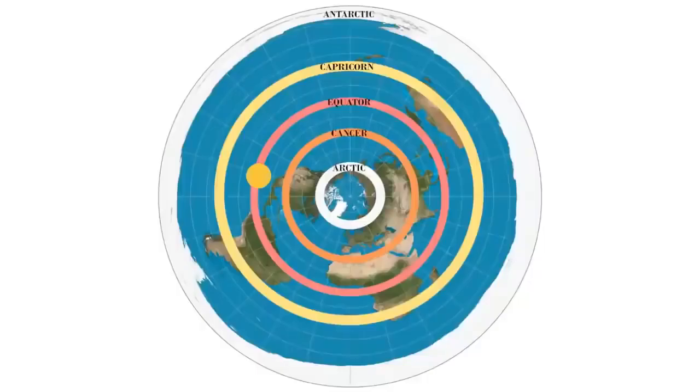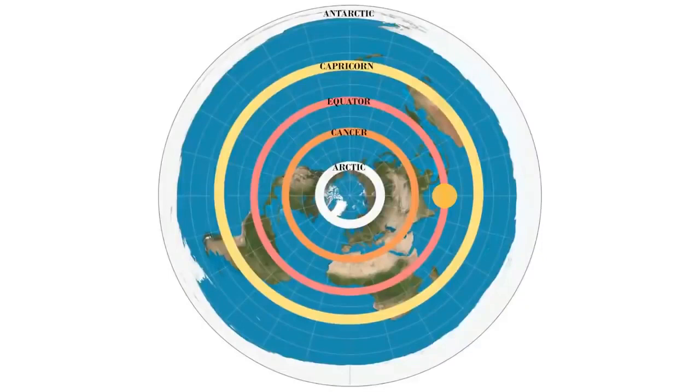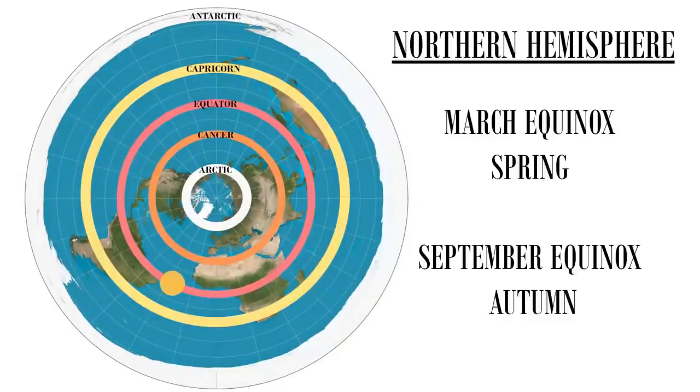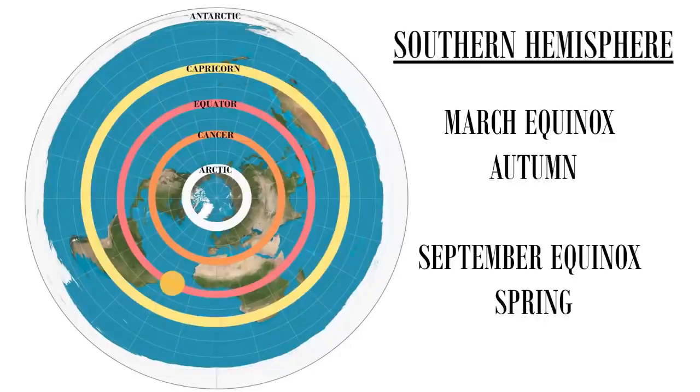The equinox occurs when the sun is journeying the circle of the equator, and those living along this line of latitude will see the sun directly overhead at a 90 degree angle at solar noon. The March equinox marks the season of spring in the northern hemisphere, and the September equinox marks a season of autumn. If you live in the southern hemisphere, this is reversed, and the September equinox marks spring, and the March equinox autumn.